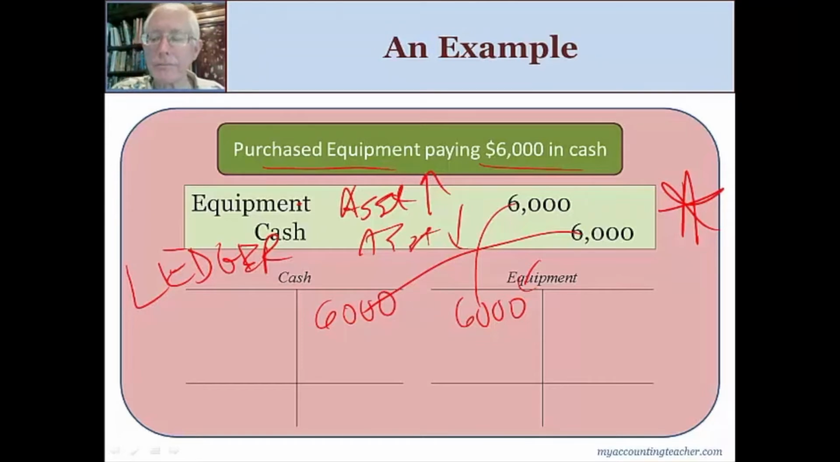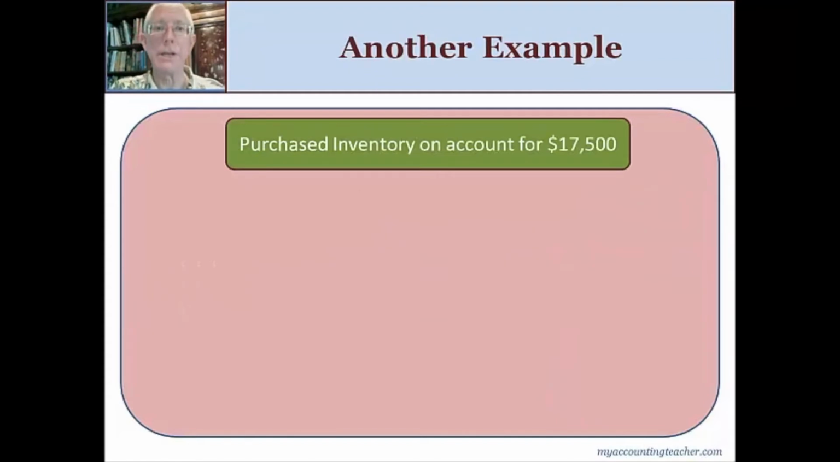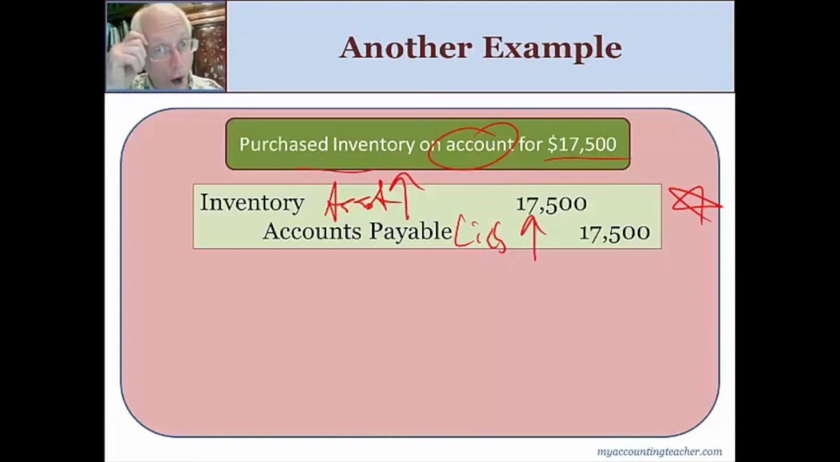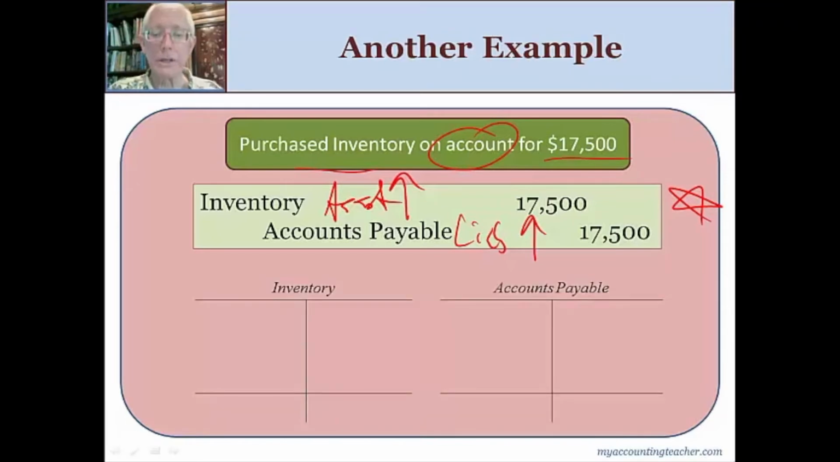That's it. All right, we got another transaction here. We bought some inventory on account for $17,500. Here's the journal entry. We got the inventory, so the asset inventory went up. And we didn't pay for it yet, but we promised to pay for it later, so the liability, accounts payable, also went up. We just did some thinking. We analyzed the transaction. That's good. Now, time to turn the brain off, and we're going to do some posting.